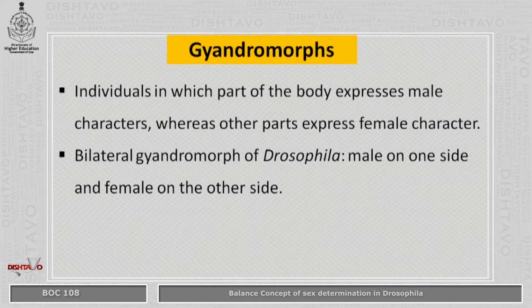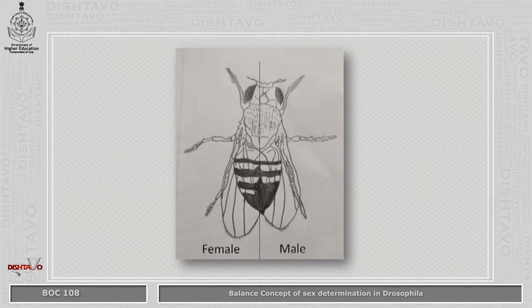Moving on to the next one, we have gynandromorphs. Gynandromorphs are individuals in which part of the body would express male characters, whereas the other part of the body would express female characters. In Drosophila, we have the bilateral gynandromorphs, wherein one side would be male while the other side would exhibit female characters. A figure of the same is here. We can see the left side of this Drosophila is a female while the right side is a male.